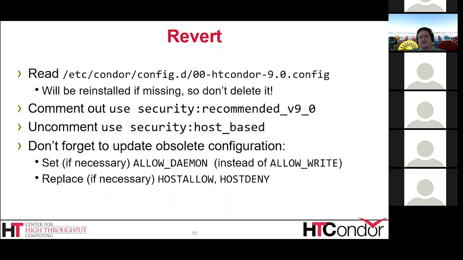Once you've done that, because you're keeping your old configuration around, be sure not to forget to update it. In particular, allow daemon no longer inherits from allow write. So if you don't configure that, a number of your daemons may no longer be able to advertise themselves to the collector. And in 8.8, the other big one, we deprecated host allow and host deny, and now those are just gone. So the config won't crash, right? You can set whatever random variables you want, but they will have no effect.